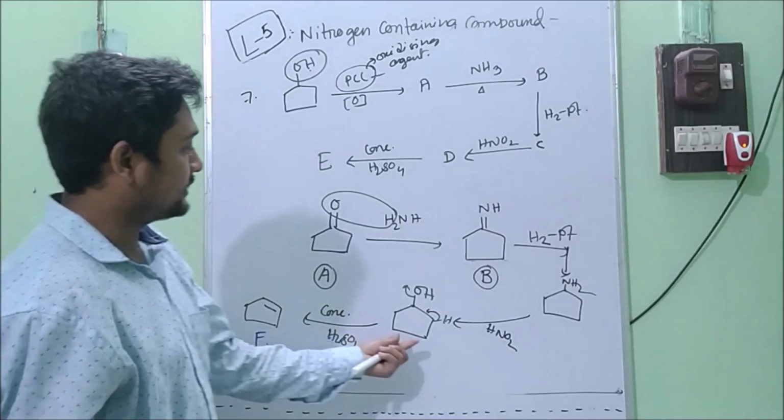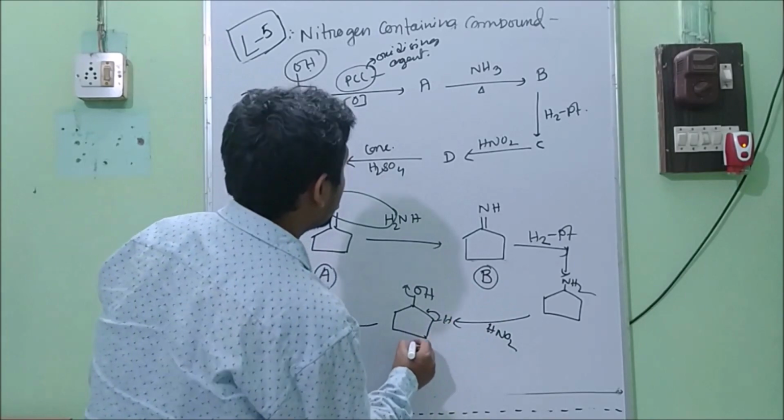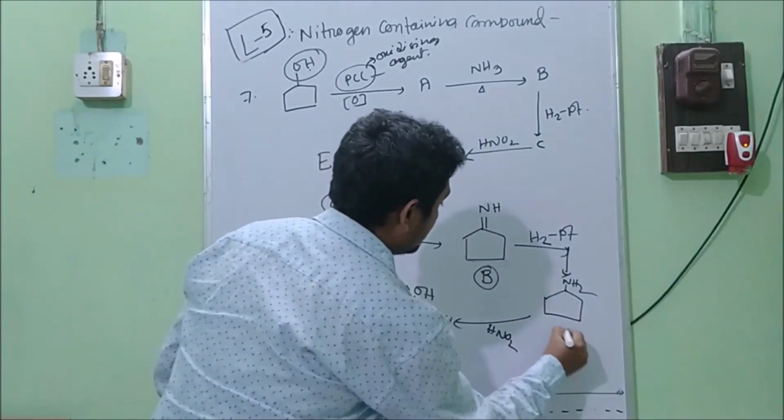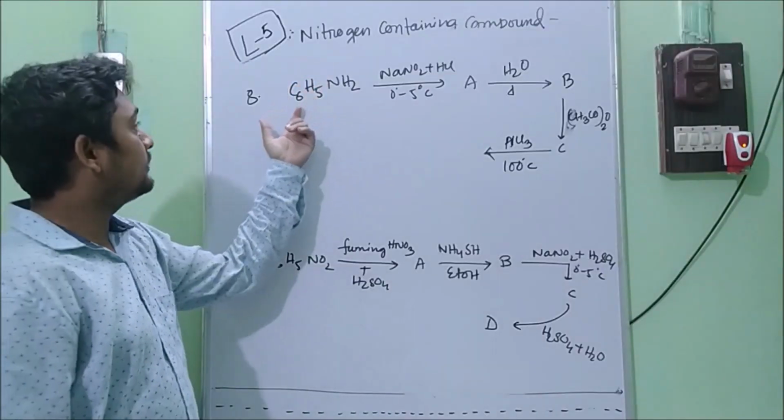So this is E. Cyclopentene. This is cyclopentanol. This is cyclopentylamine. This is D. This is C. This is B, and this is A. So this is the next reaction.